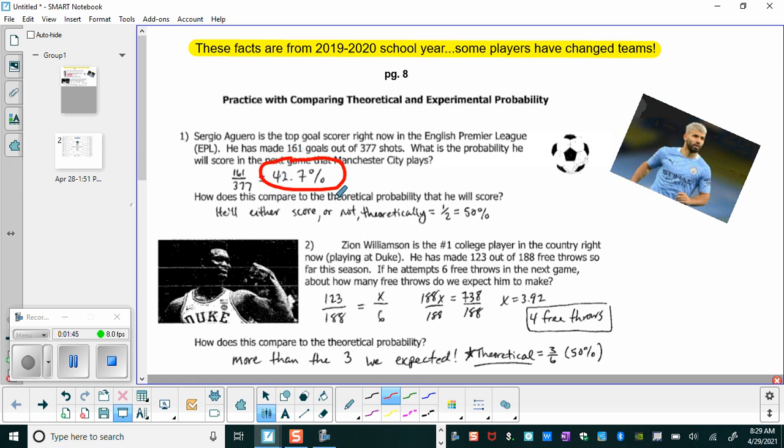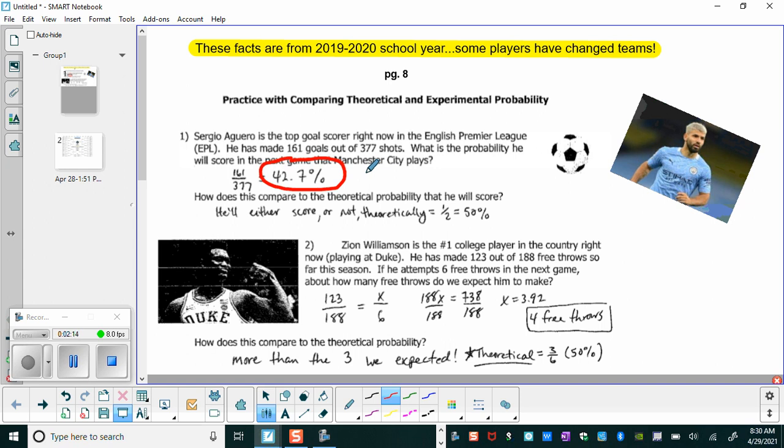Now, how does this compare to theoretical probability? Theoretically, we know what we would be predicting. That's the same as a free throw. You're either going to make it or you're missing it. Think about a soccer game: he could either score or not score. So theoretically it's 50-50. Now notice that even the top goal scorer is less than what we would have thought, which again just goes to show how tough scoring a goal is in a soccer game.